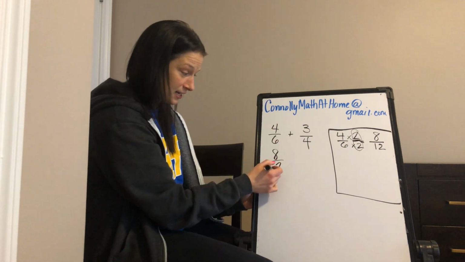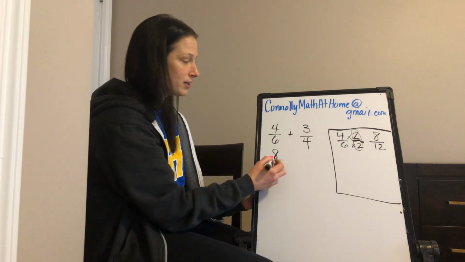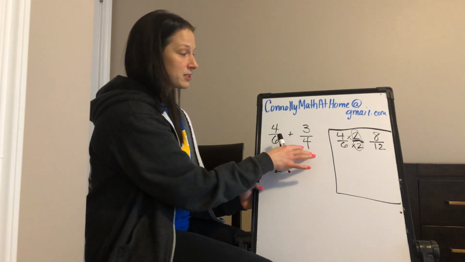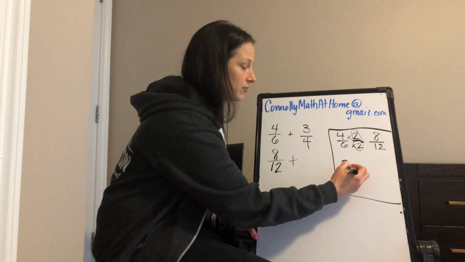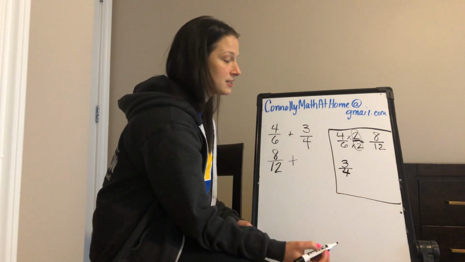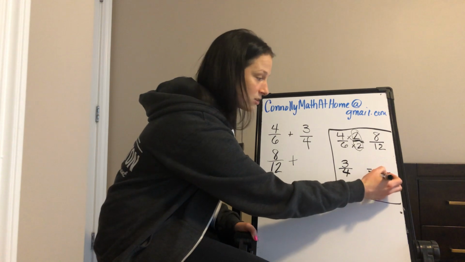Then I plugged it in here so I can make sure I'm keeping track of my work one step at a time. And now it's time for 3/4 in the equivalent fraction box. So I'm going to put 3/4 in my equivalent fraction box. I know I'm trying to make 12s.